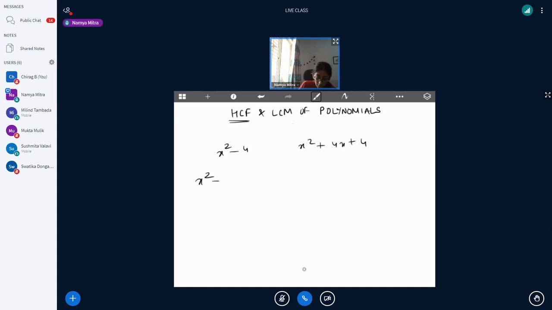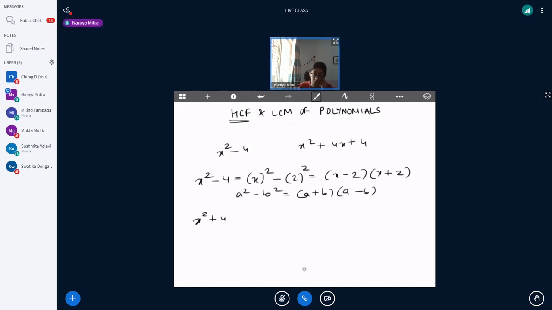So you know that x square minus 4 is equal to x square minus 2 square, which is equal to x minus 2 into x plus 2. This is using the a square minus b square equals a plus b into a minus b formula that we saw earlier this chapter.